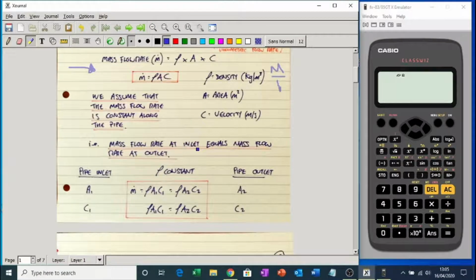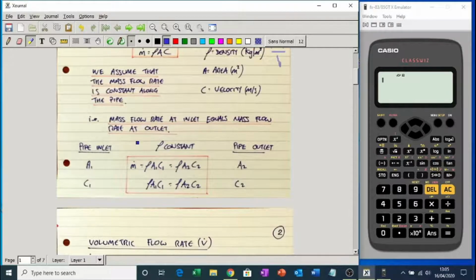Mass flow rate at the inlet equals the mass flow rate at the outlet. We're assuming it's constant. So the pipe inlet, we know the area of the inlet and the flow at the inlet. The pipe outlet, so we've got pipe coming in, pipe coming out. So the area 2 just means the area at the outlet. So this is in, that's the pipe in, and this is the pipe out.